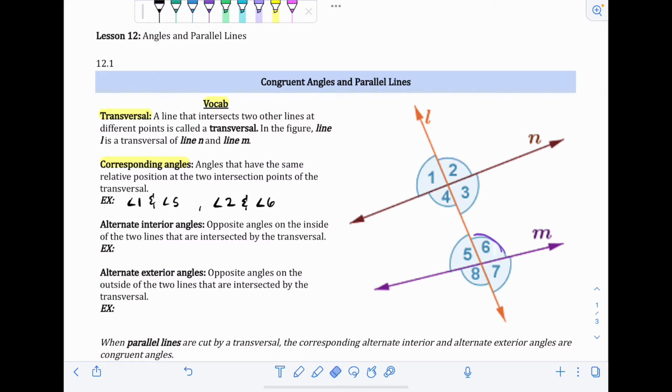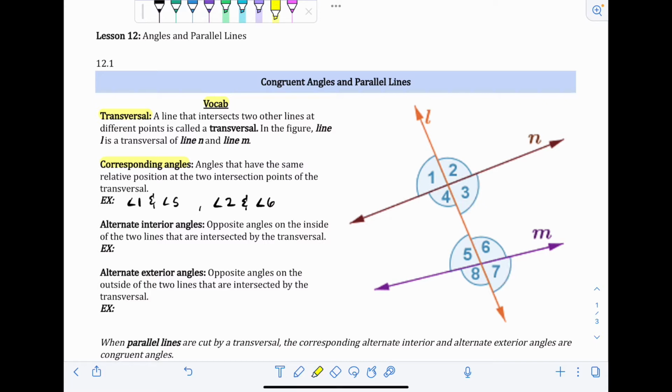And then there's the other two pairs. I'm not going to write them down, but we'll just point them out. Angle 4 and angle 8, since they're in the lower left corner. And then angle 3 and angle 7, they're in the lower right corner of both intersections. So those are corresponding as well.